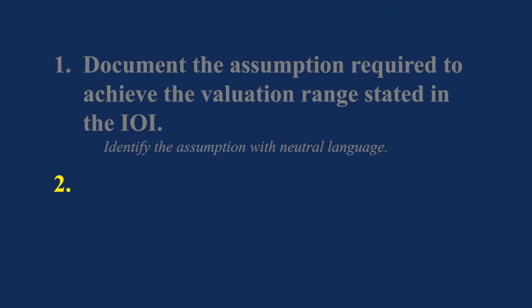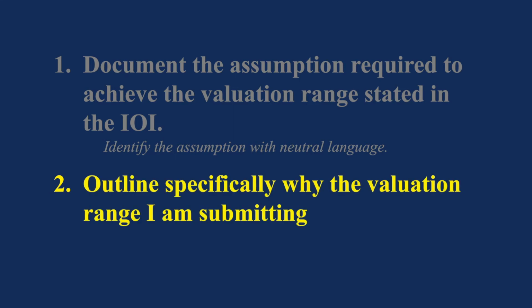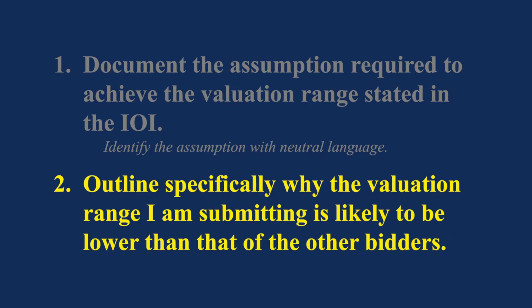If I'm less interested in the transaction, then I will take a similar approach, but this time outline specifically why the valuation range I am submitting is likely to be lower than that of the other bidders. Now, if you're wondering what this could possibly look like, and as a most exaggerated example, I once reviewed a CIM with a pro forma income statement that showed a strong hockey stick projection. I couldn't reconcile the difference between the audited financials and the pro forma income statement in the CIM with any of the information that had been provided.